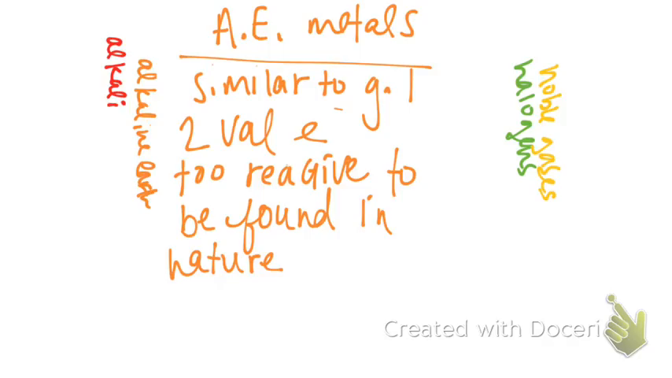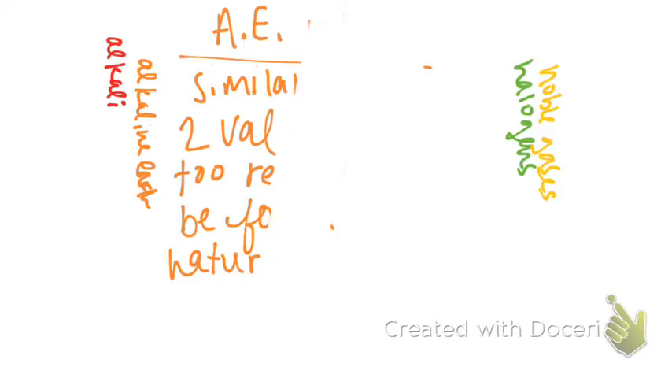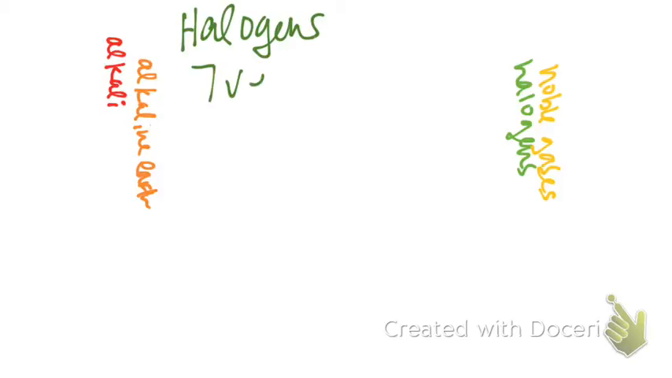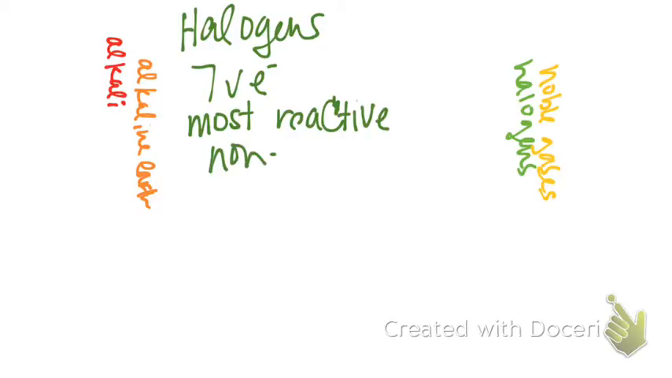All right, the halogens. How many valence electrons? 7, because they're in group 7 or 17. Yes. Okay, halogens have 7 valence electrons. They're the most reactive nonmetals. Okay, so they're the most reactive group of nonmetals.